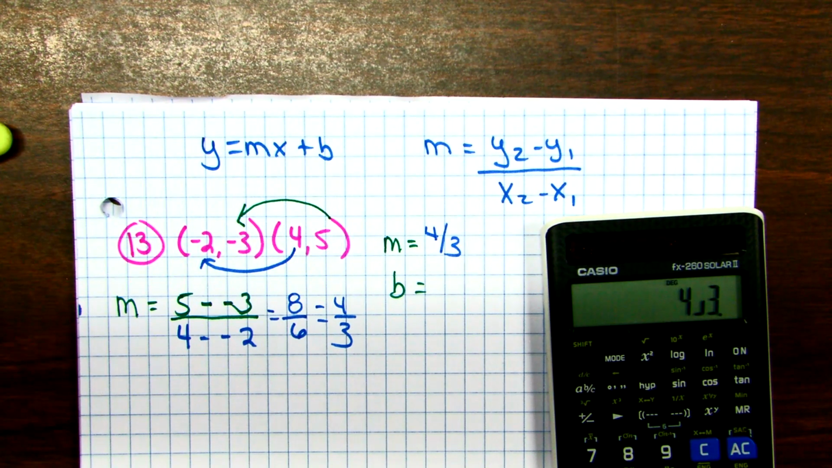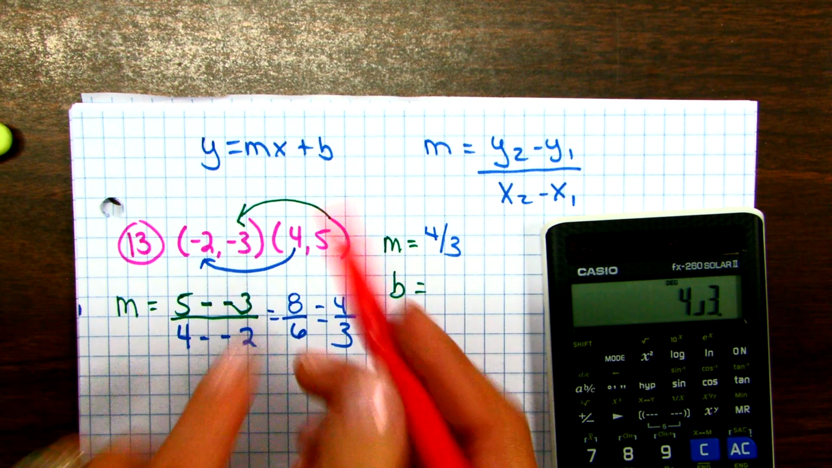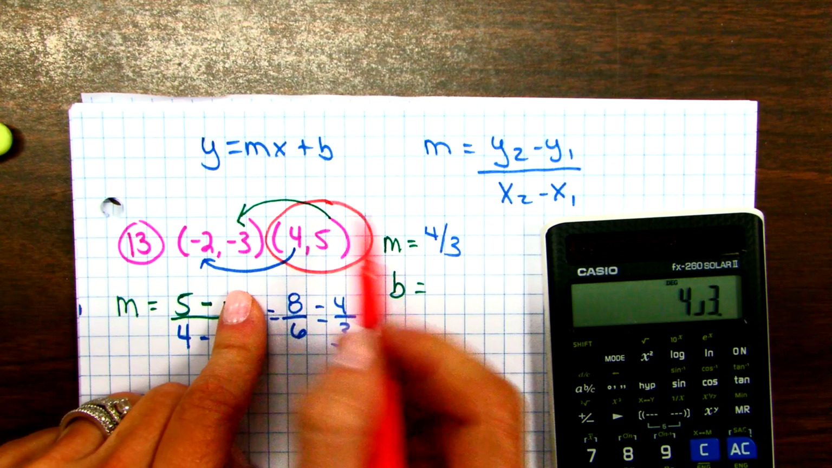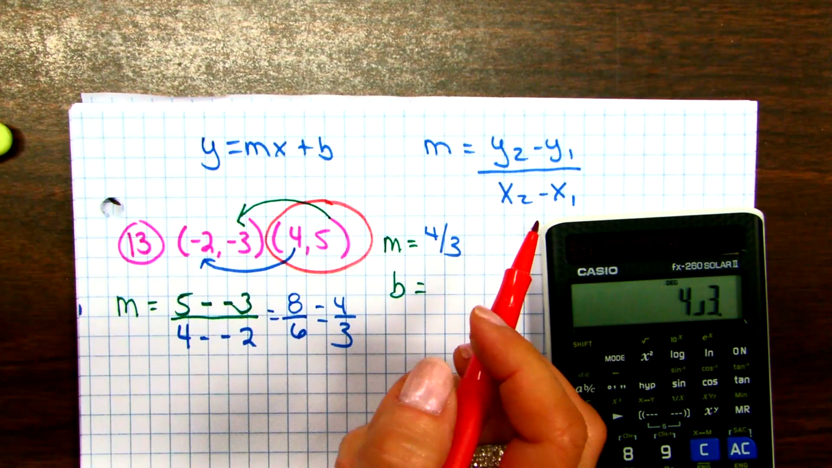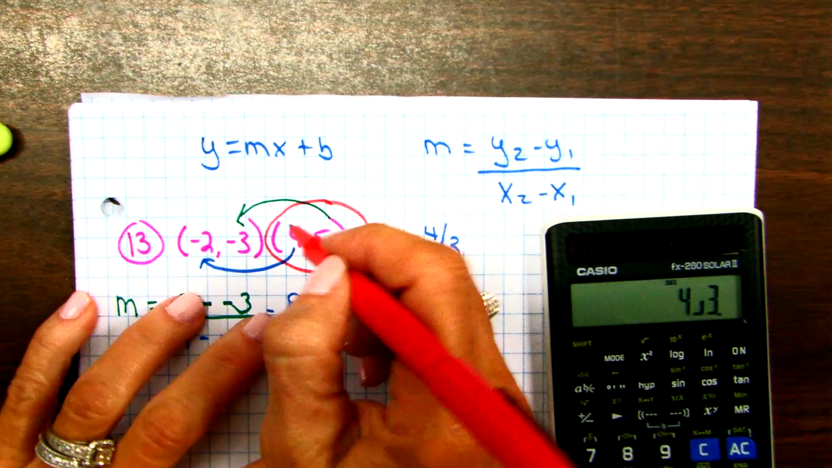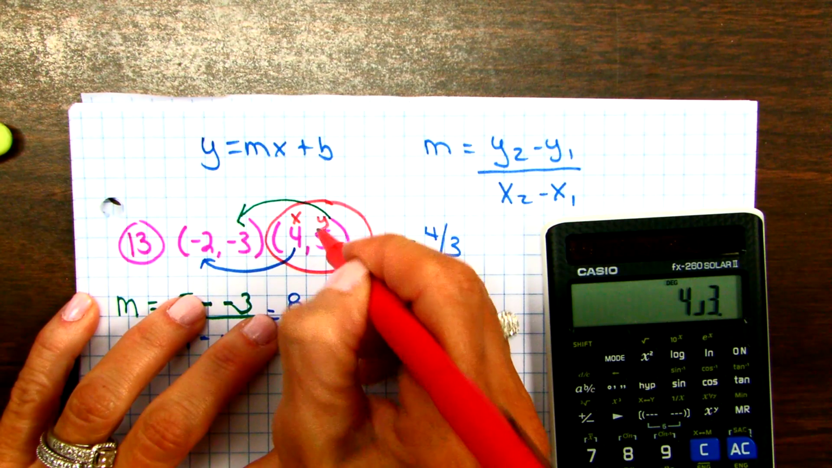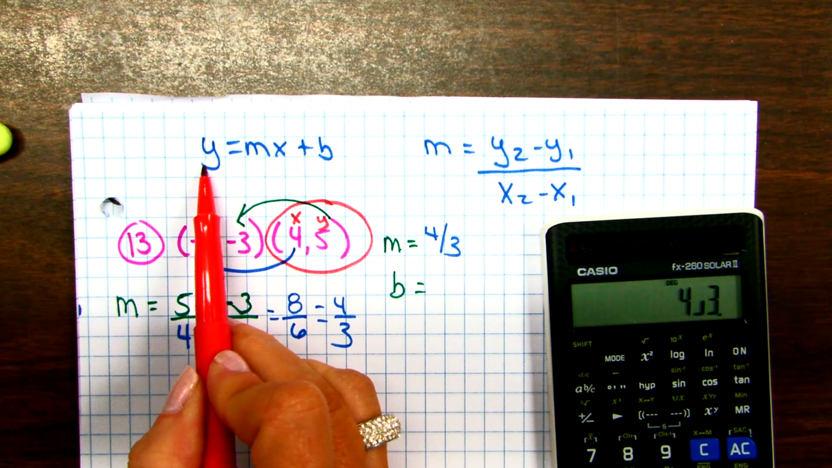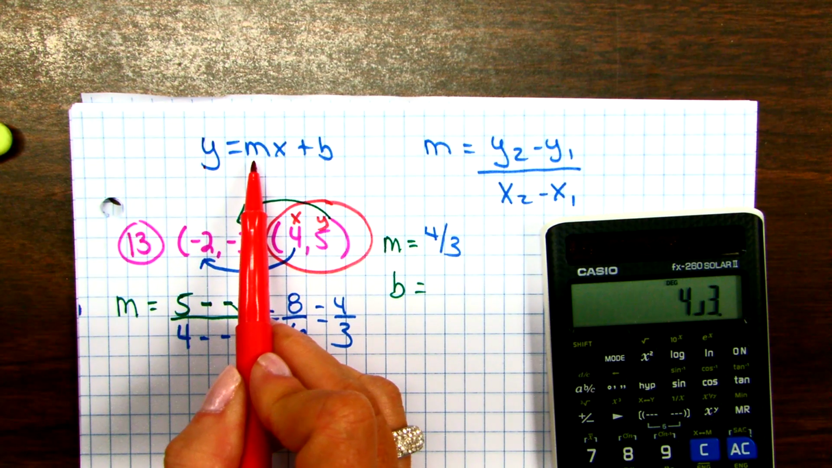Now you can pick either point. I promise you it doesn't matter. I usually look to see if there's one that looks easier to me. Like, if there's one that's got fractions in it, I'm not picking that one. If one of them's all positive, that kind of makes more sense to me, right? So I'm going to use this point. But if you already started with this point, you can. Doesn't matter, I promise. So x and y and m are going to get plugged in, okay?